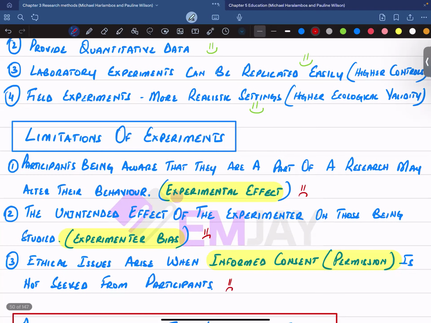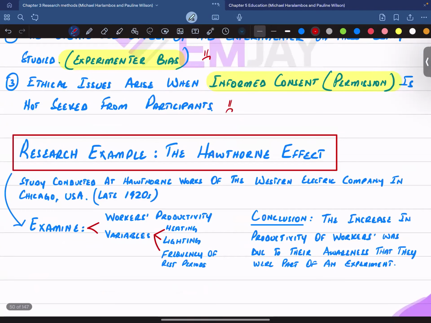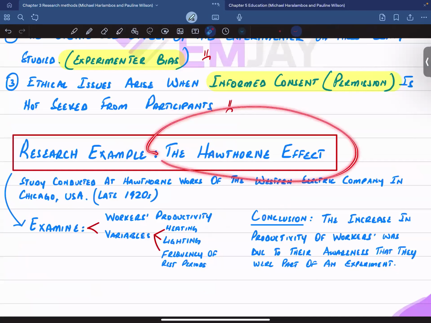Taking this ahead, if I may give you another research example over here, that is the Hawthorne effect. Many students who have business as a subject would know what the Hawthorne effect is. When we use the word Hawthorne effect, this has to do with a study that was conducted at Hawthorne Works at the Western Electric Company in Chicago, United States, in the late 1920s.